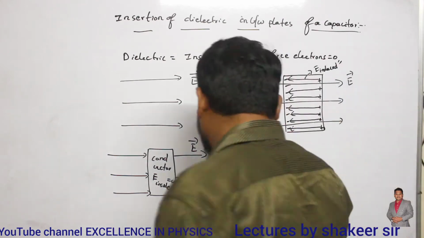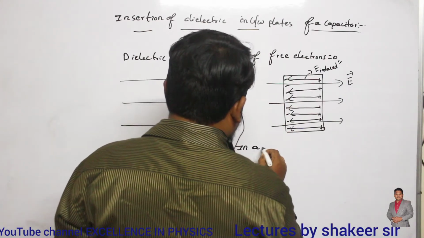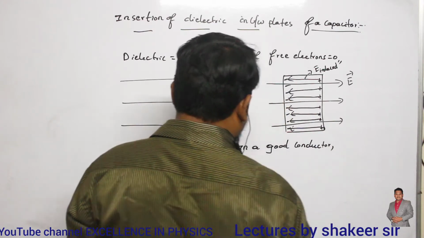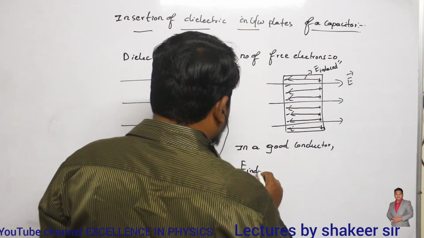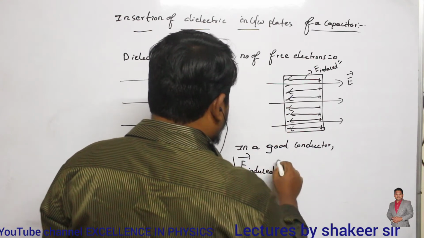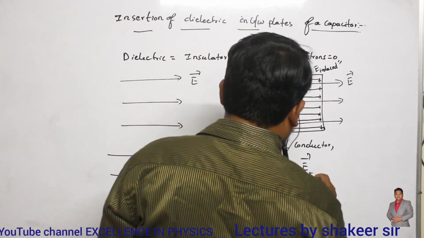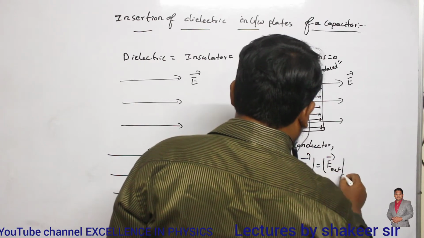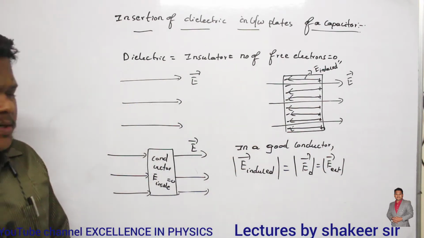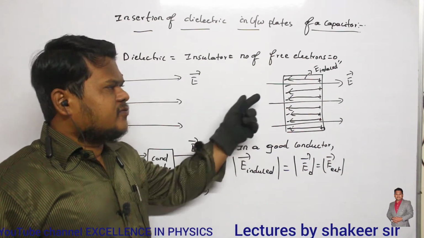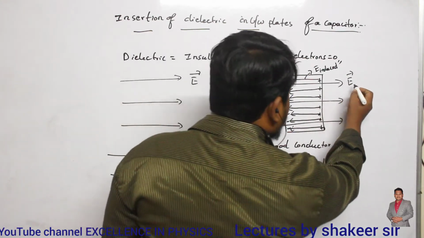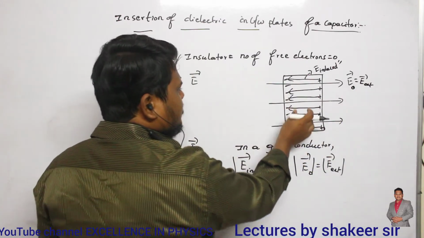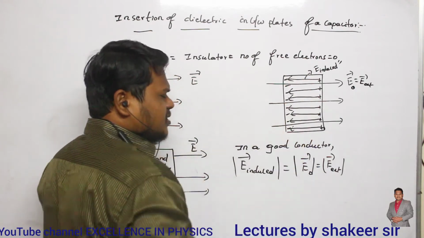In a good conductor, the magnitude of E-induced is equal to the magnitude of E naught. What is meant by E naught? E external. This condition is always satisfied. In a very good conductor, the amount of electric field which you apply externally is called E naught, or the external field. This is always equal to E-induced inside the volume of this conductor.